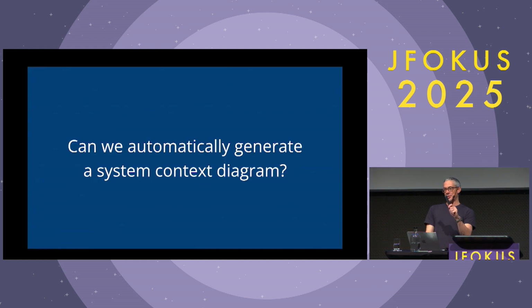So let's backtrack a second. Can we automatically generate the two diagrams that I have just presented to you? So can we automatically generate a system context diagram? No. The system context diagram was the user talking to the software system. That information is not easy to get from the code base. If I just give you the code and ask you to draw a context diagram, you're going to need to have some knowledge and do some work to find that out. So the system context level is hard to generate.